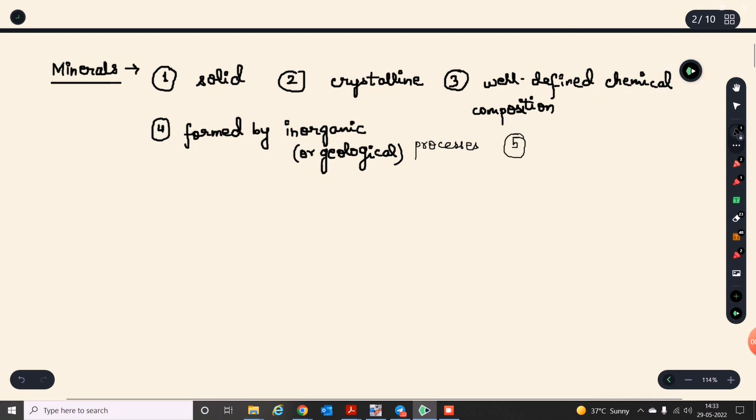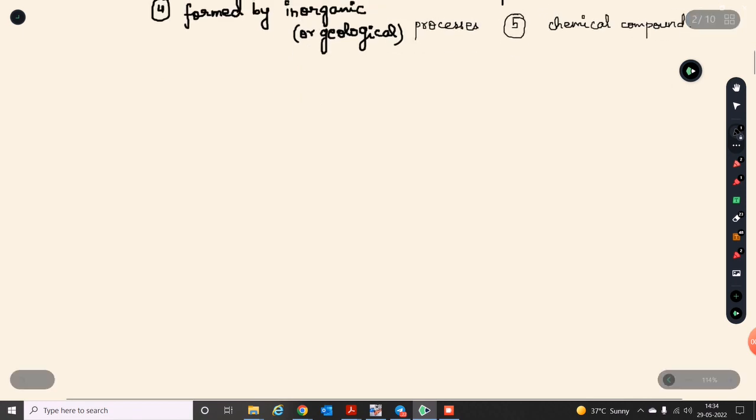Then we have the last point, that it should be a chemical compound. Okay, though the third point also fulfills it, still I'm mentioning it here. So whatever substance or whatever thing that justifies these 5 points is termed to be a mineral. Okay, we will go through some important facts.